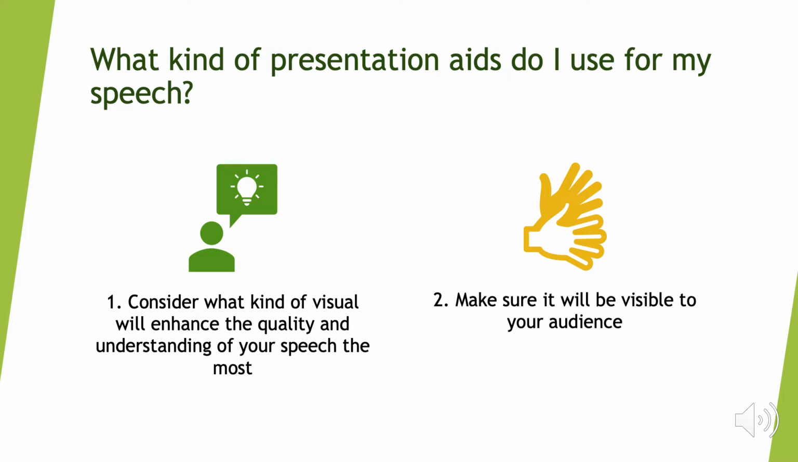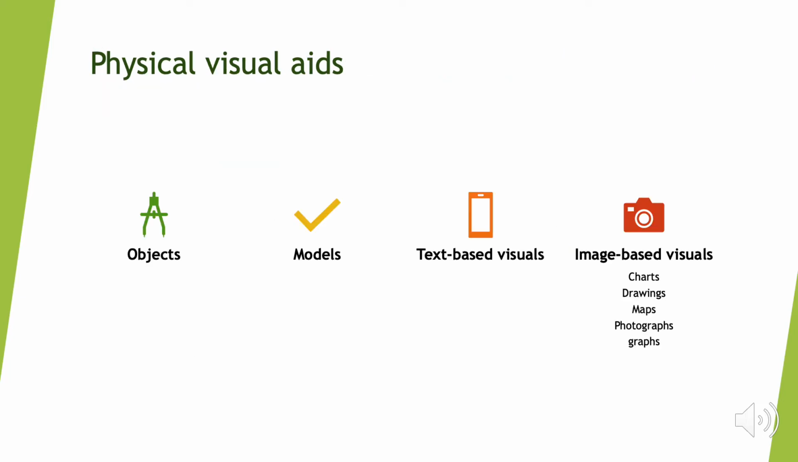Well, when addressing this question, you should consider the following. First, what kind of visual aid is going to enhance the quality and the understanding of your speech the most? Meaning, is your visual aid going to pair well with the type of speech that you are giving? And next, you want to make sure that the visual aid is visible for all to see and engage with. Unless you're using audio, then it's available for everyone to be able to hear it. So most importantly, is it enhancing the quality and understanding of your speech, and is it visible for everyone to engage with?